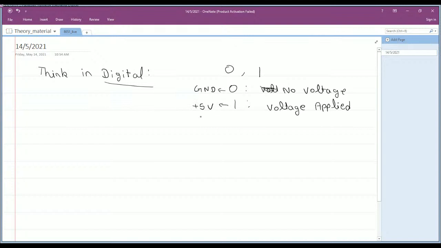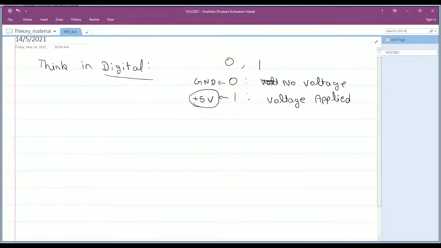Okay, so don't fix it to plus 5, because the latest controllers available in the market can work on plus 3 volt. But that means the voltage is being applied, and for 8051 we treat this plus 5 volt as logic 1. So one means a voltage is applied, depending on the logic level defined specifically for that microcontroller. Okay, now these are the bits.